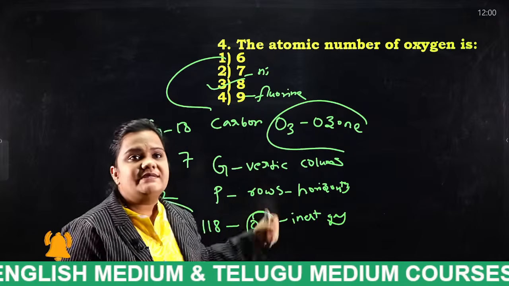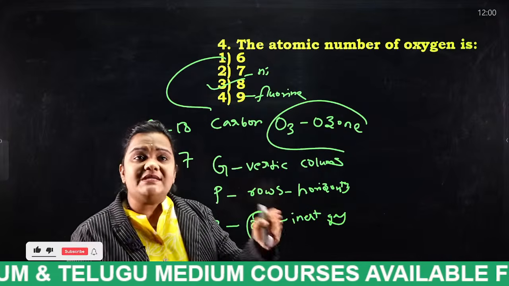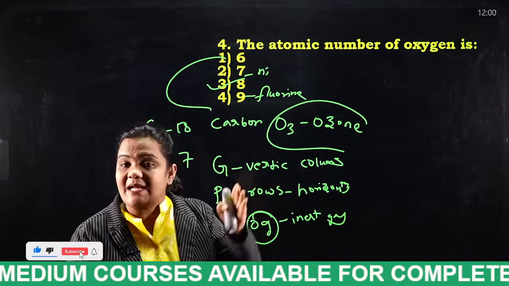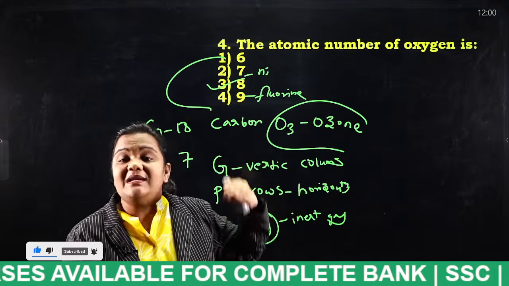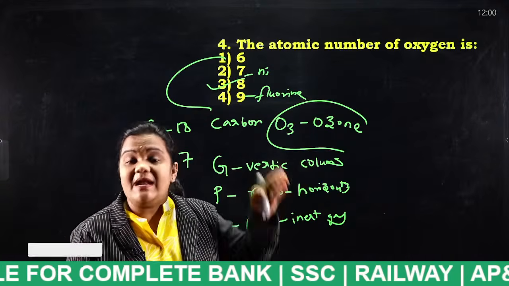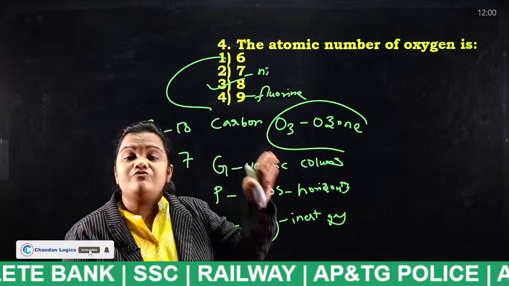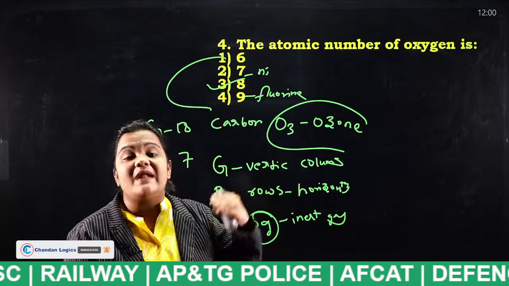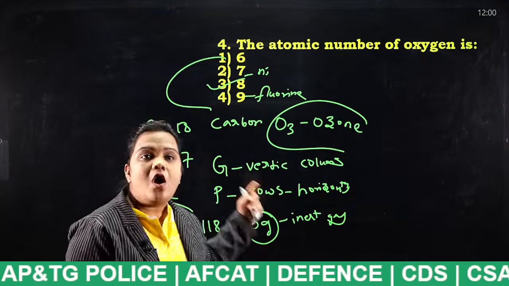So this is regarding oxygen. Oxygen is the third most abundant element in the universe, and it is the most abundant element in our Earth's crust. Almost 46 to 47% of our Earth's crust comprises this oxygen.